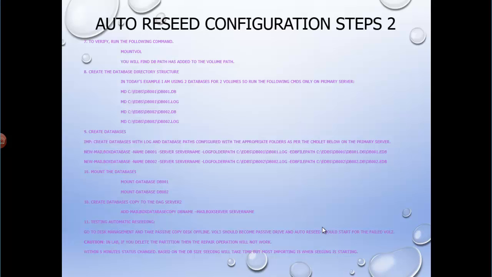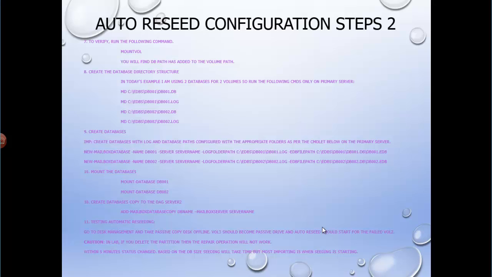Then we are creating the databases. Then we are mounting the databases, and then we are adding the second copy, which is important. Without a second copy, how will it reseed automatically? So the second copy is obviously important. Then in this 11th step, we are testing the automatic reseeding, the auto reseed feature.